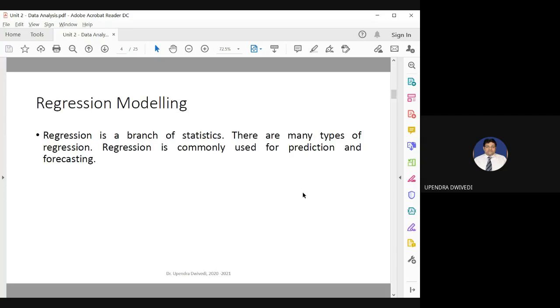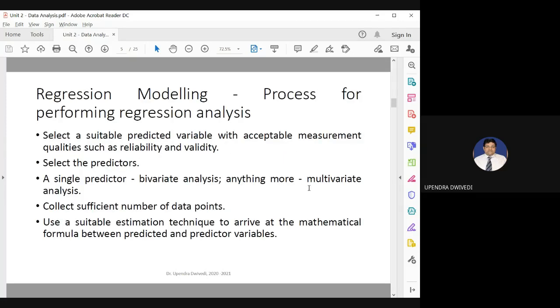So regression modeling is a very powerful tool, and you can apply it on any data set, and predict and forecast based on that. Next, we were discussing the process for performing regression analysis. There is a certain step-by-step process we have to follow when performing a regression analysis. Let us go through these step by step.